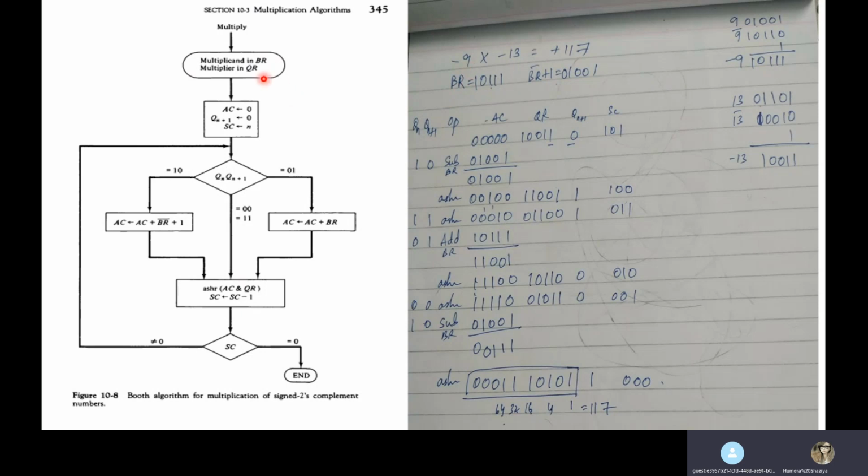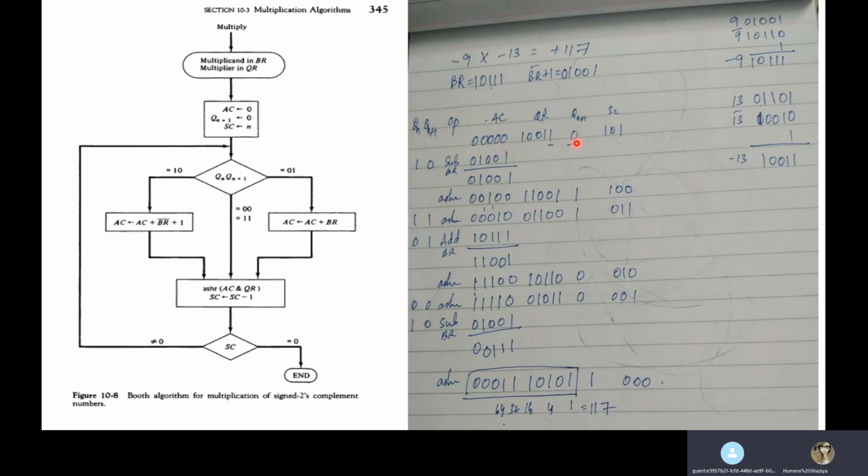The multiplier goes into the QR, and the multiplier here in this case is minus 13. QR for minus 13 is 10011. Here you get the QR value. Next you initialize the accumulator to be 0.